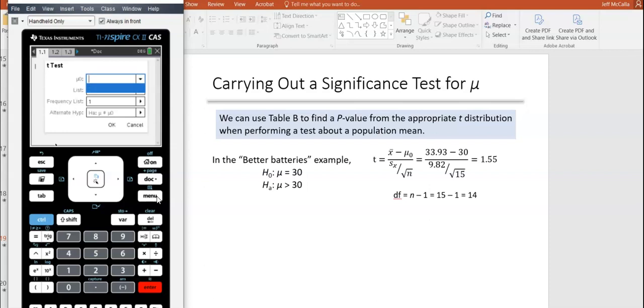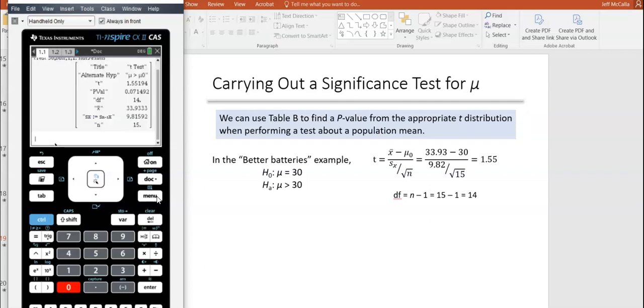The null is 30, right? The alternate we think is greater than that. Okay, so we're going to do the test in our calculator. You can see that x bar is 33.93. That's where you can get that data from. Standard deviation, Sx, is 0.815.